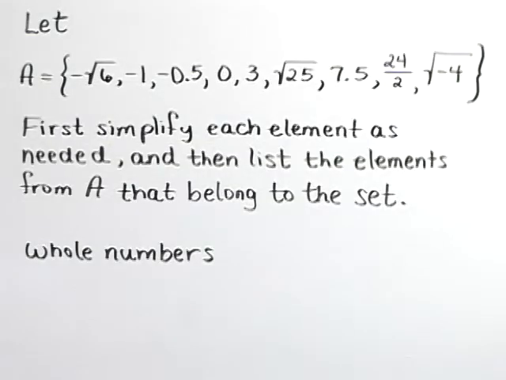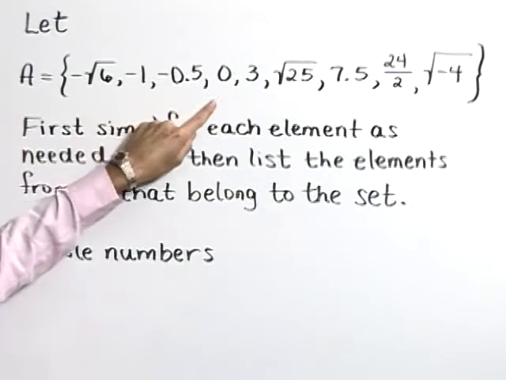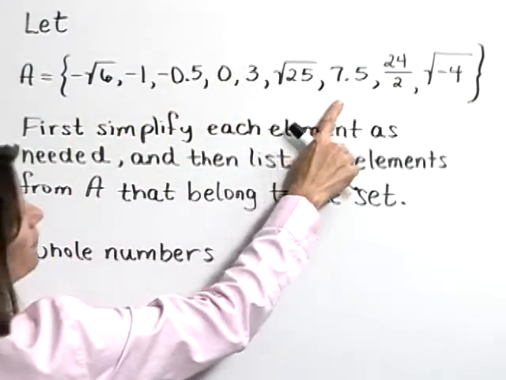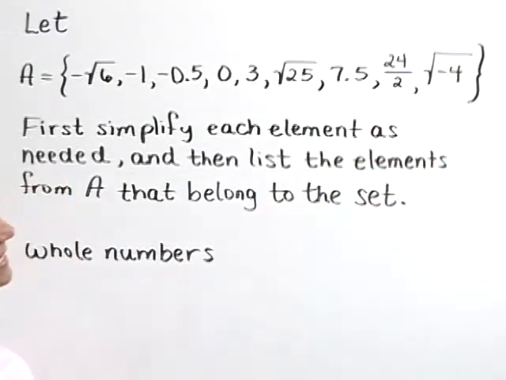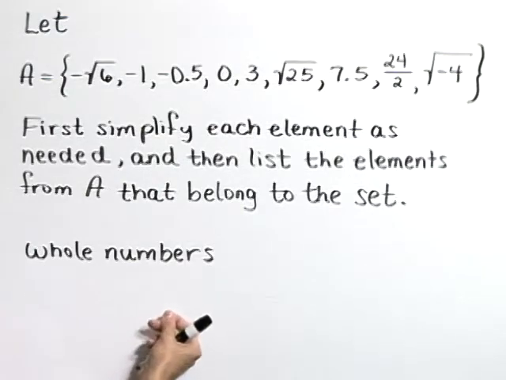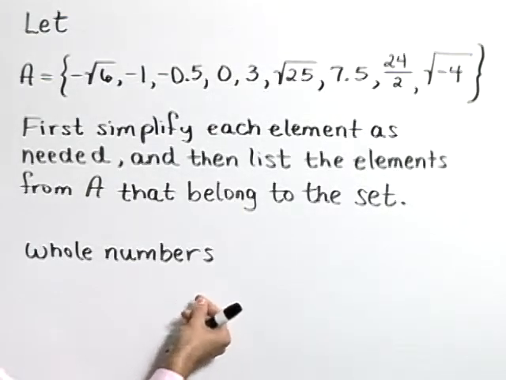Let A equal the set negative square root of 6, negative 1, negative 0.5, 0, 3, square root of 25, 7.5, 24 halves, and a square root of negative 4. First, simplify each element as needed, and then list the elements from A that belong to the set of whole numbers. Now remember that the set of whole numbers starts with 0. It includes 0, 1, 2, 3, 4, and so on in unit jumps.